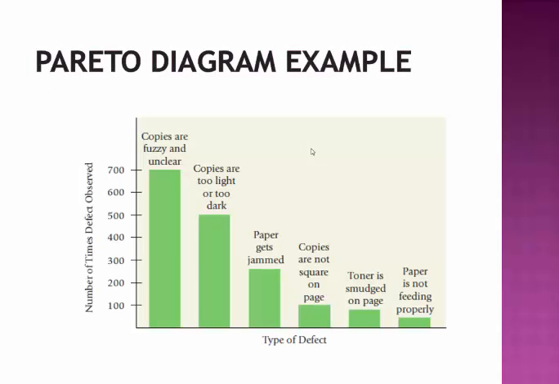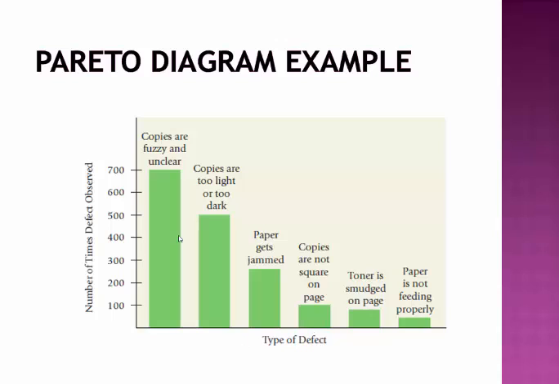So if we go here and we take a look, the number of times a defect is observed is the number of frequencies, number of times. So copiers are fuzzy and unclear has occurred almost 700 times. Copiers are too light or too dark, almost 500. Paper gets jammed, copies are not square on page, toner is smudged, paper is not feeding properly. These are the types of defects.